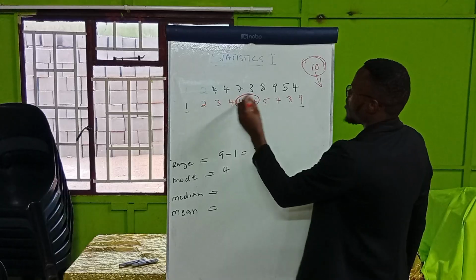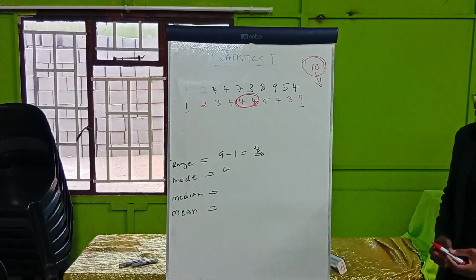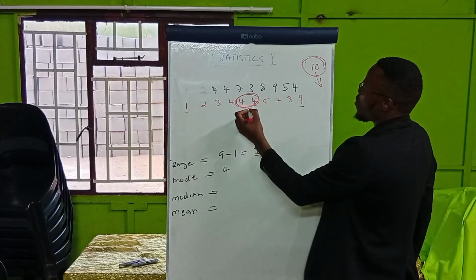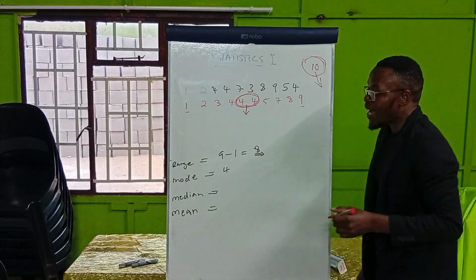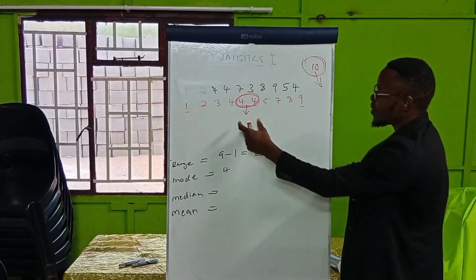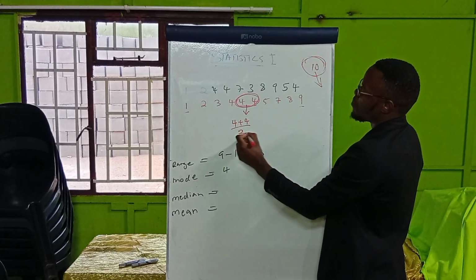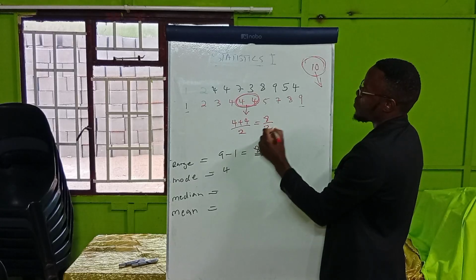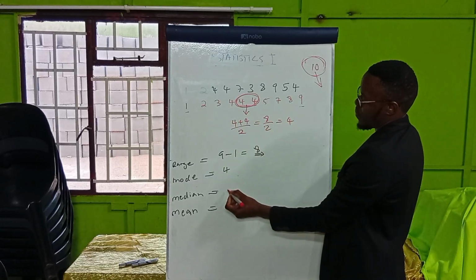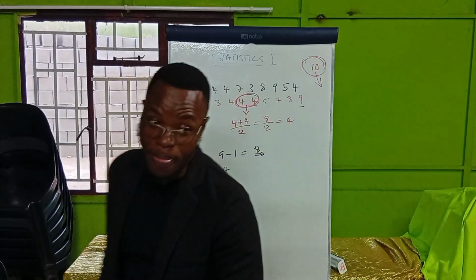So 4 and 4 is the median. So they are in the middle. Therefore, because 4 and 4 is in the middle, I only need to have one number, which is the median. So I'll need to find the average of these two. So it will be 4 plus 4 divided by 2. So this is 8 over 2, which is 4. So the median is also 4.